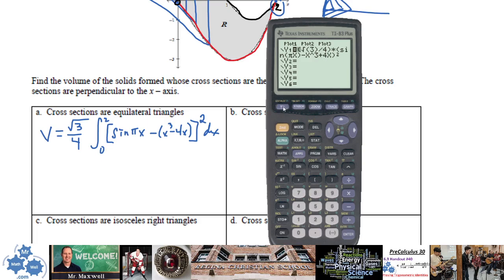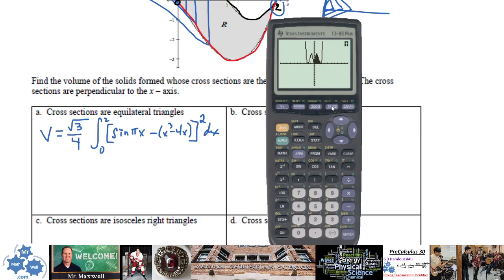But when you graph it here now, you should be able to see that it looks like this. And I've already calculated the integral, so I'll show you how to do that. Anyways, it's this crazy looking graph like this. Now, what you want to do is calculate the integral.